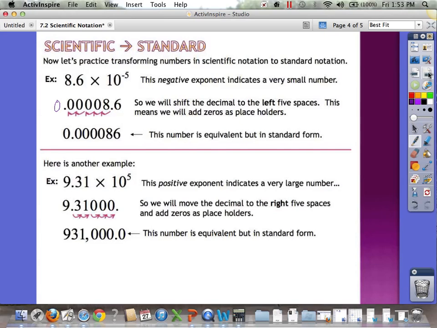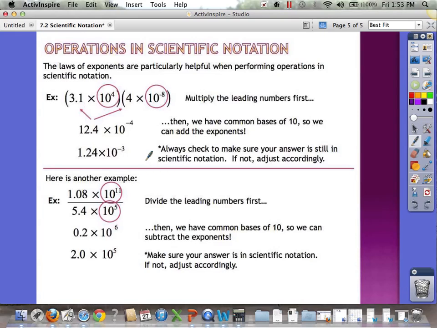All right. Now we're going to use the properties that we learned for exponents. Okay. This is an expression: 3.1 times 10 to the 4 times 4 times 10 to the negative 8. Okay, remember, this is a big number, and this is a big number. You can multiply those. You get 12.4. And then remember, when you're multiplying exponents, you add them. So it's 10 to the 4 plus a negative 8, which makes a negative 4.